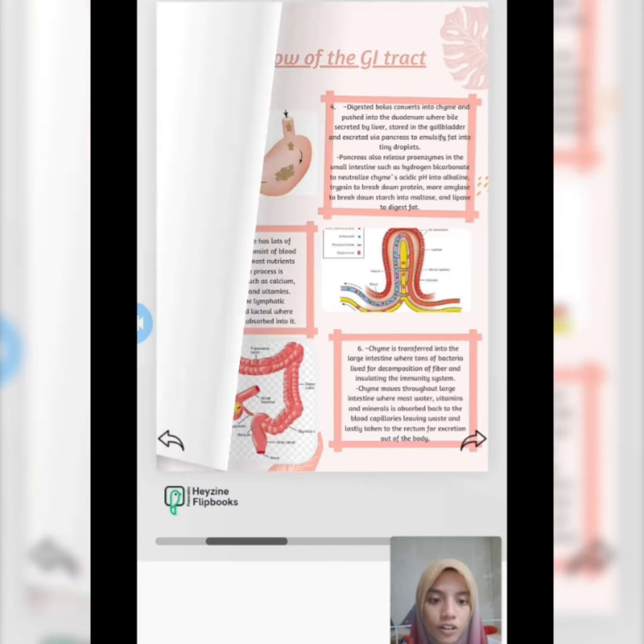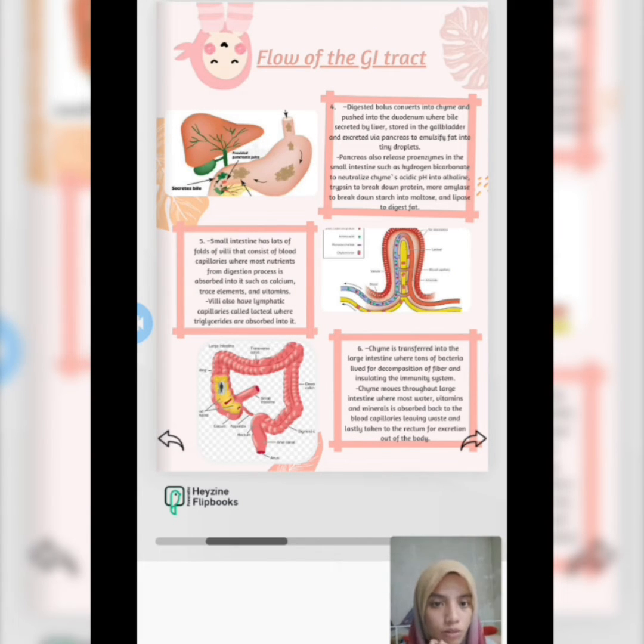Continue to step 4. You can see that as the bolus mixes with the gastric juice, it will turn into chyme, and as it exits the stomach and enters the first part of the small intestine, which is the duodenum, via the pyloric sphincter, it will convert into chyle. Chyle will mix with certain chemicals.